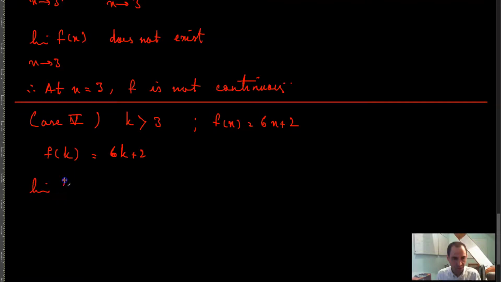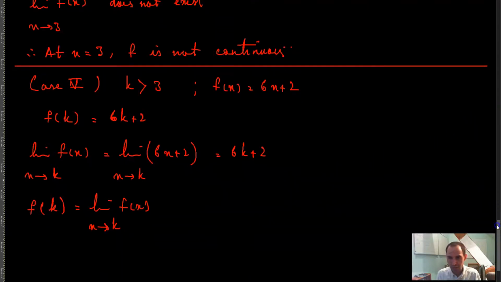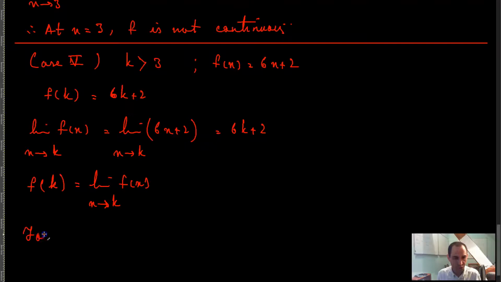And then the limit of f of x as x tends to k is equal to the limit of 6x plus 2 as x tends to k, and that is equal to 6k plus 2. Therefore f of k is equal to the limit of f of x as x tends to k, and so for x greater than 3, f is continuous.